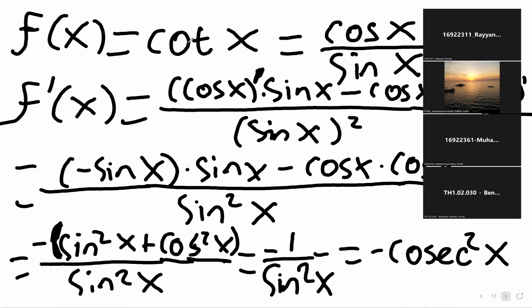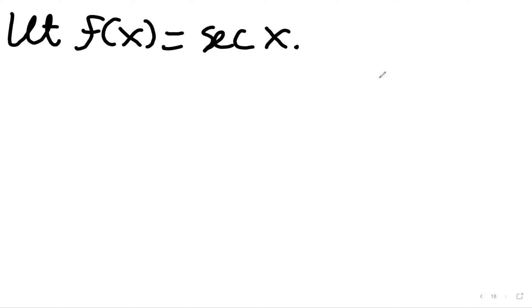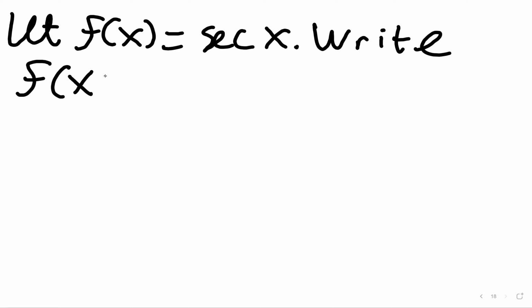We have calculated up to this point the derivative of sine x, the derivative of cosine of x, the derivative of tangent of x, and the derivative of cotangent of x. Now we will consider the derivative of secant of x. We consider the same approach as before. We write f of x equals 1 over cosine of x.